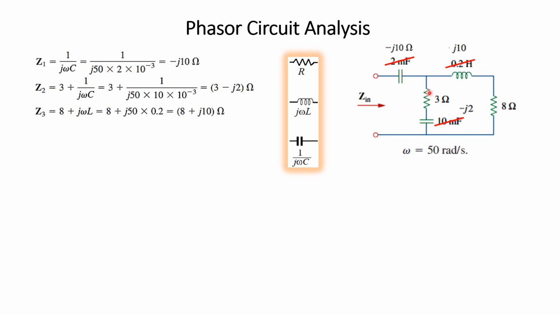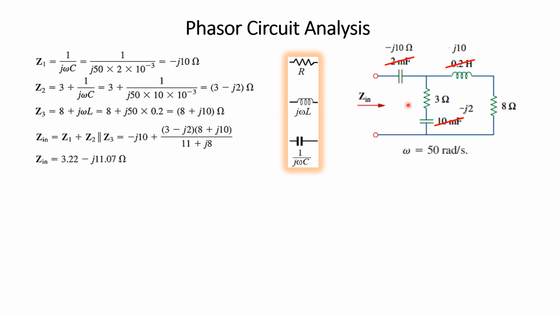We call the series combination of R and C as Z2. So Z2 is 3 plus 1 over j omega C, and this is in phasor representation. You know how quickly we can add these two in phasor representation: 3 minus j2. And the series combination of this, let us call it Z3, will be 8 plus j10.